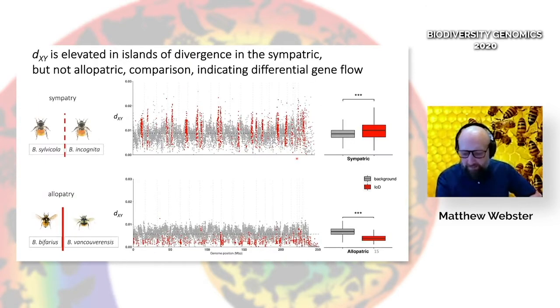Next, when we use the DXY statistic, absolute divergence, we can see that it's clearly elevated in genomic islands that are found in sympatry, but reduced in those that are found in allopatry. And so if you recall, this is quite a robust signal of differential gene flow, and it's present in the sympatric, but not the allopatric comparison.